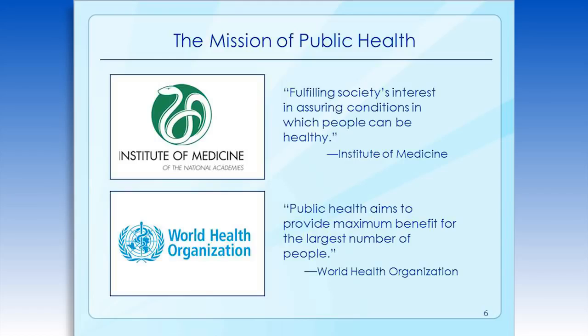So here are two statements about the mission of public health. The Institute of Medicine says that there is a societal interest in assuring conditions in which people can be healthy, and we'll come back to the concept of assurance later in the course. The World Health Organization, or WHO, says public health is about serving the greater good, the maximum benefit for the largest number of people. From these two statements, you can see that public health focuses on groups of people rather than only on individuals. And at the core of public health, there is this principle of social justice, that people have the right to be healthy and to live in conditions which support their health.